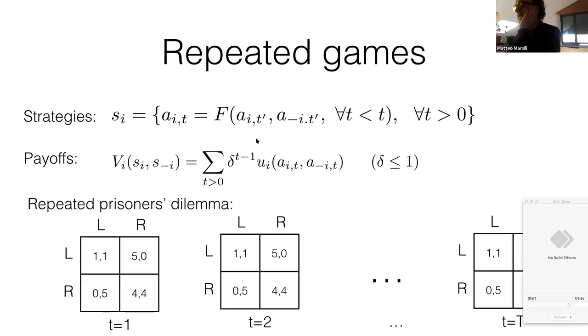Okay, so let's see what happens if we consider a repeated prisoner's dilemma. So here is the table of the prisoner's dilemma. And as you can see here, the strategy L dominates strategy R, because whatever player two plays, strategy L always gives a higher payoff to player one, okay?